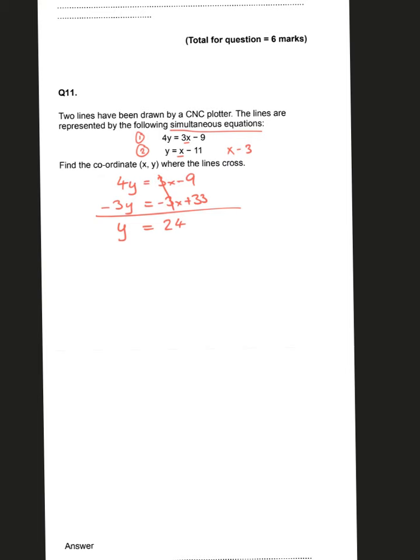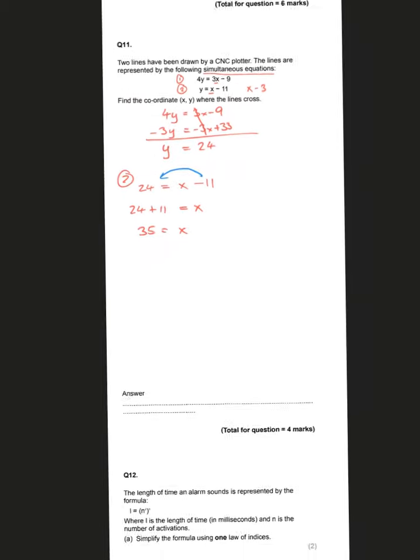I take this y value and I can plug it back into any of them. I'll go with equation number 2. So 24 is equal to x minus 11. I'm trying to get x by itself, so I'm going to bring this 11 over. That minus 11 will become positive when it's brought over to equals. It's equal to x. So 24 plus 11 is equal to x. 35 is equal to x.